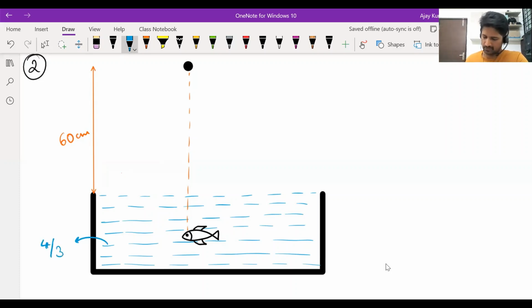Water refractive index is 4/3. So actual height above water is 60 centimeters. You have to find out apparent height this time instead of apparent depth.